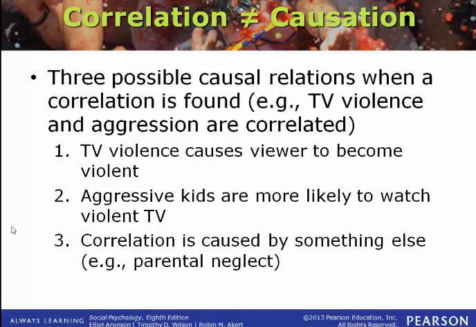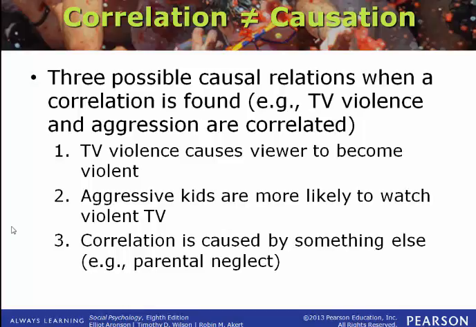It's also possible that aggressive kids are more likely to watch violent TV. And so children who are already aggressive, when given a variety of options, may be more likely to choose aggressive media to watch or video games to play. And then finally, it could be that there's a third variable causing both, for example, parental neglect, right?